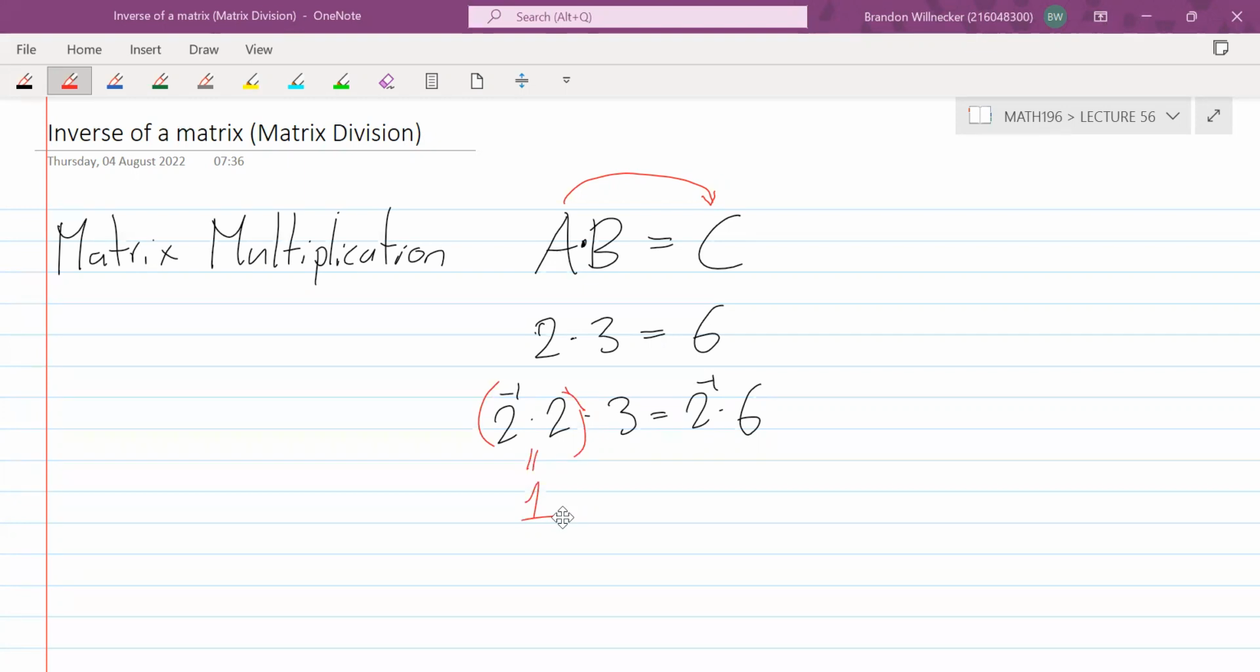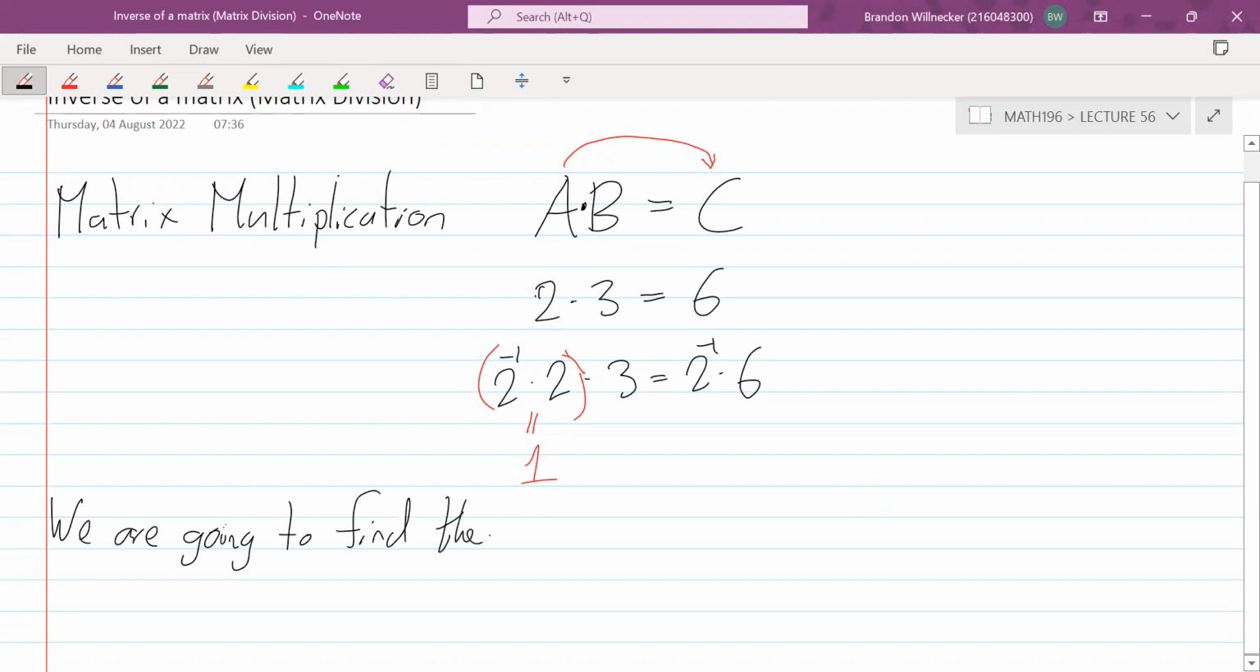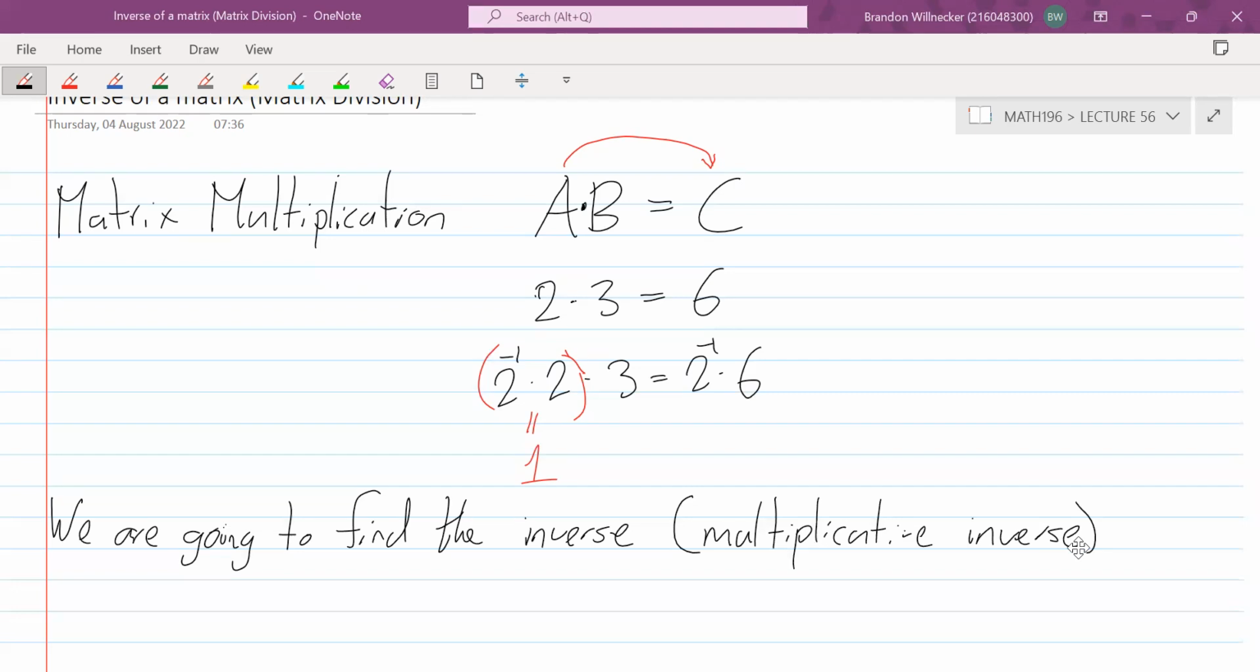We're going to do a very similar thing for matrices here. So we find what's called the matrix inverse. It's like this 2 to the minus 1, and we're going to multiply it on both sides. So we are going to find the inverse, or more technically, multiplicative inverse. Okay, because we're trying to invert the multiplication, so multiplicative inverse. We're going to find the multiplicative inverse of capital A, and multiply this on both sides.